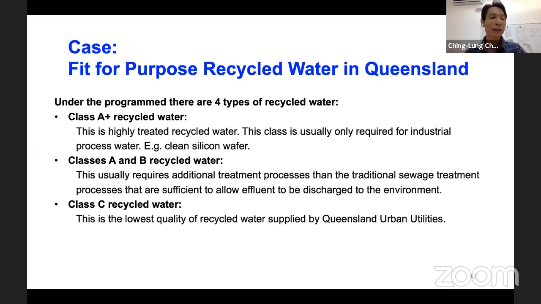Okay, and then the second and third are class A and class B recycled water. These usually require additional treatment processes beyond the traditional sewage treatment process that are sufficient to allow the effluent to be discharged to the environment. Okay, and then the last one is class C. This is the lowest quality of recycled water supplied by the Queensland Urban Utilities.